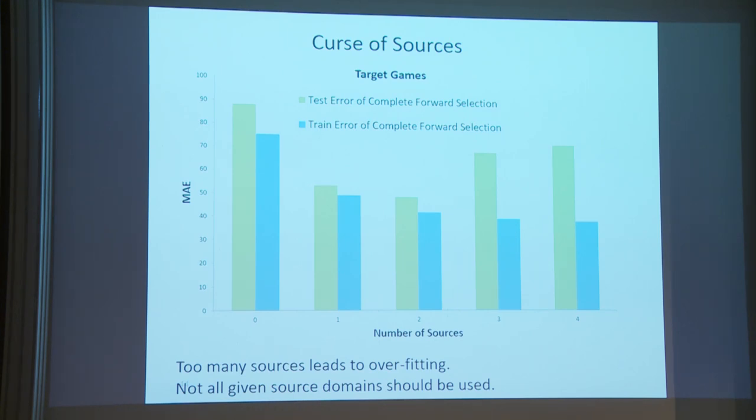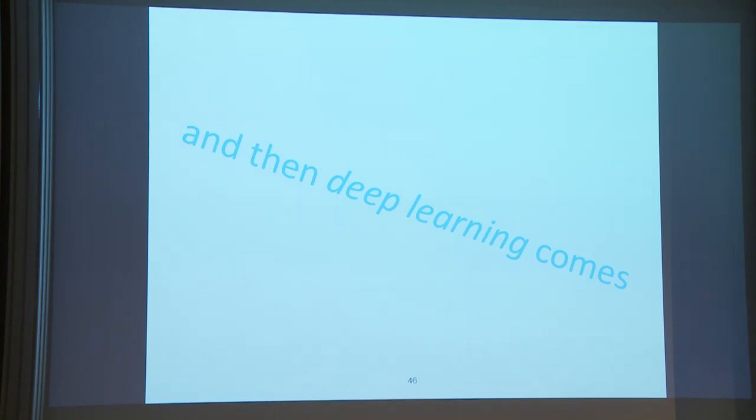Another thing that we found out with that algorithm is what we call the curse of sources, like the curse of dimensionality. When you add more sources, the training error goes down all the time, but the test error goes down until a certain stage and then starts to increase. So we add sources until we see that adding a new source actually increases the error. This is a very important aspect of the algorithm.